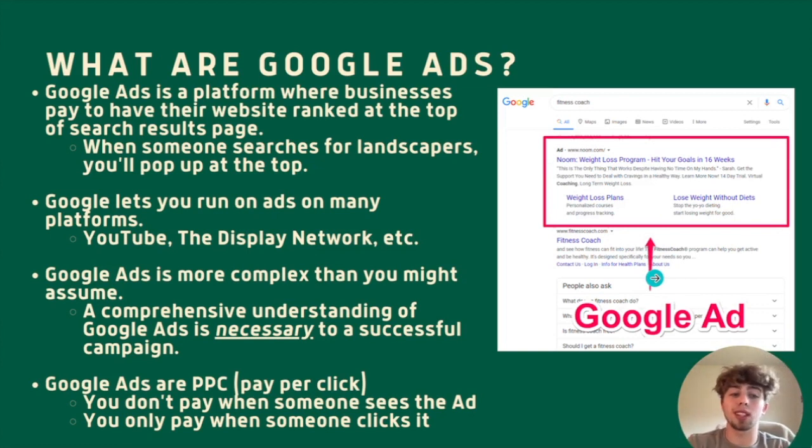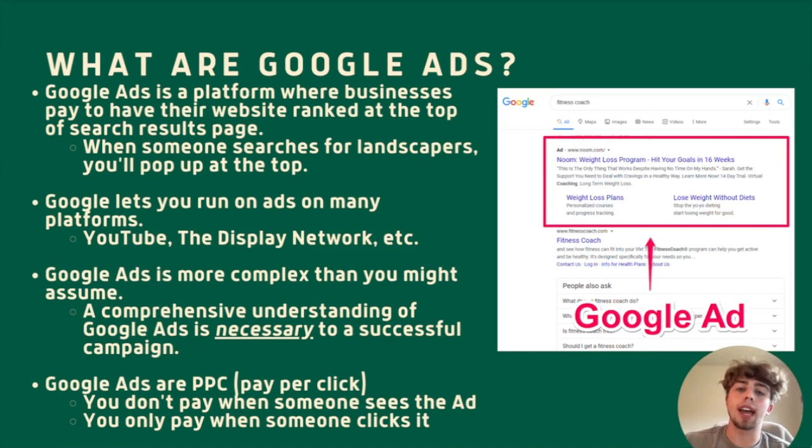Now, one thing that's cool about Google Ads is they are pay-per-click, otherwise known as PPC. Now, what that means is you're not paying for people to see your ads. You're actually only paying when someone clicks on them. So pretty cool, not like other traditional marketing techniques where you're paying for everyone to see your ad. You're actually only paying when someone interacts with it.